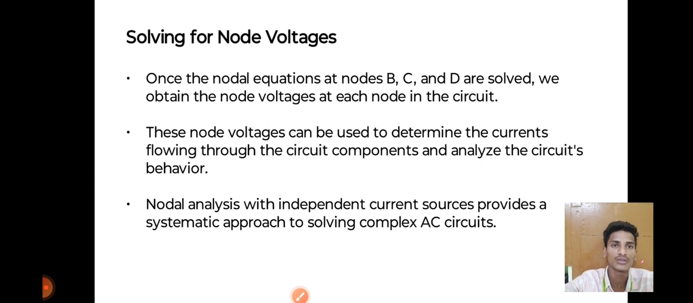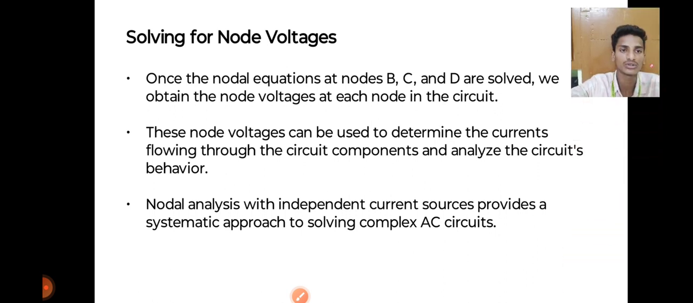Solving for node voltages. Once the nodal equations at nodes B, C and D are solved, we obtain the node voltages at each node in the circuit. These node voltages can be used to determine the current flowing through the circuit components and analyze the circuit behavior. Nodal analysis with independent current sources provides a systematic approach to solving complex AC circuits.